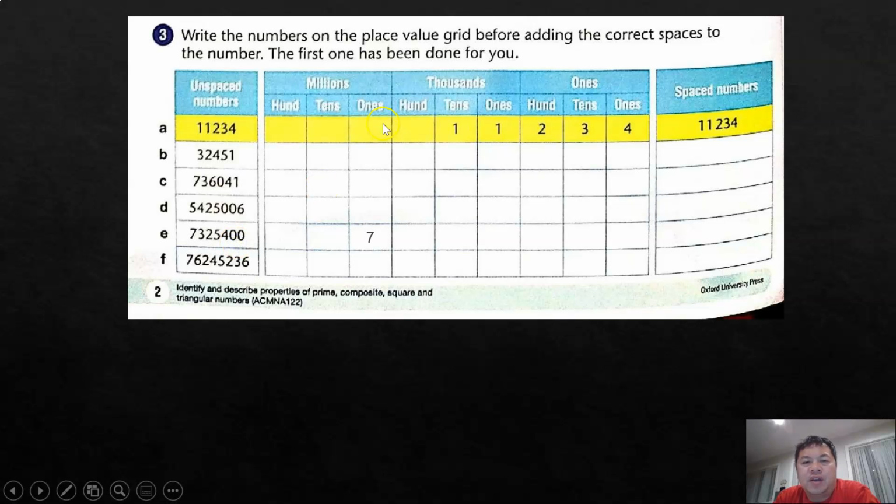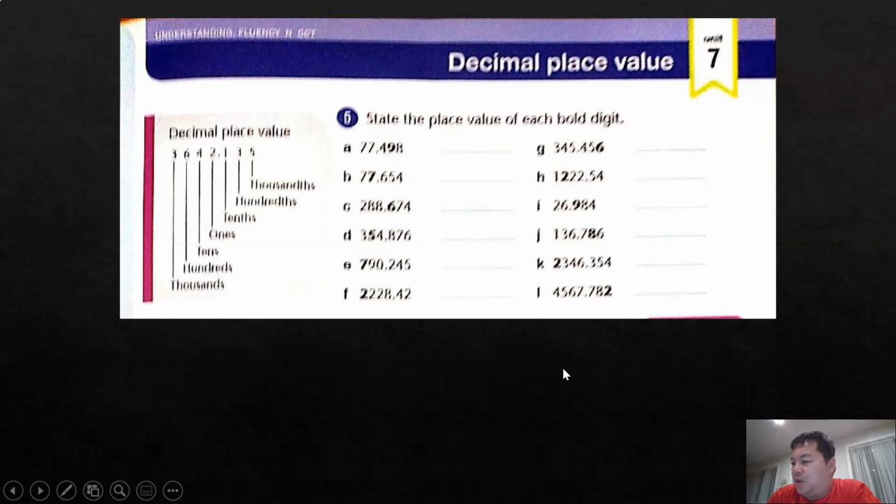So you have 7,325,400. So that's how you see there's 7,325,000 and 400 ones. When you present it with the spaces, remember every 3 digits there should be a gap. So there should be a gap here and there should be a gap here. That's how it will look like. 7,325,400. Okay, well done.